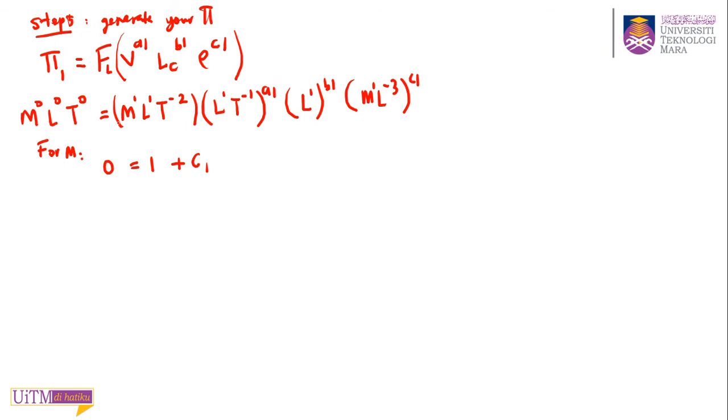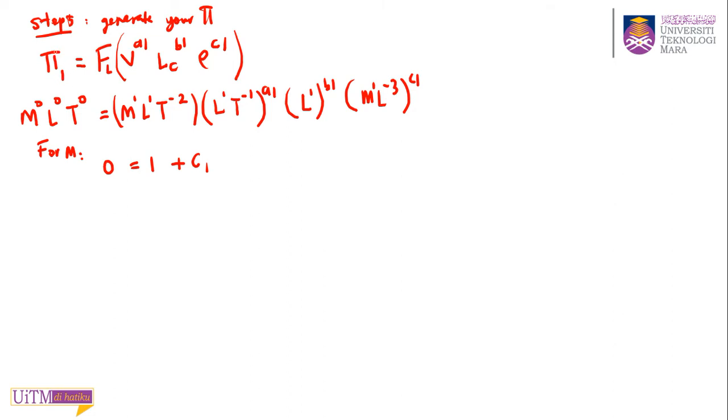Boleh faham tak apa saya buat ni? M for M. Anyone did not get this? Anyone get this? Tak ada juga. Belum dapat, sir. Belum dapat ke? Tak faham, sir. Okay, so this is your dimensionless parameter, this pi.